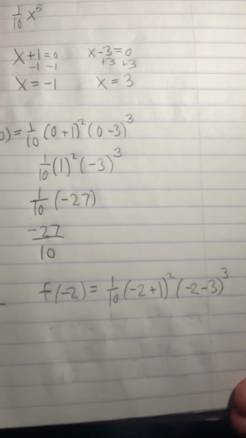So it's going to be f of -2 is equal to 1/10 times -2 plus 1 in parentheses, and that's going to be squared, times -2 minus 3 in parentheses, and that's going to be cubed. So this is what it's going to look like once you plug that in. And then you just simplify what's in the parentheses. So you have -1 squared, and then -2 minus 3, that becomes -5 cubed.